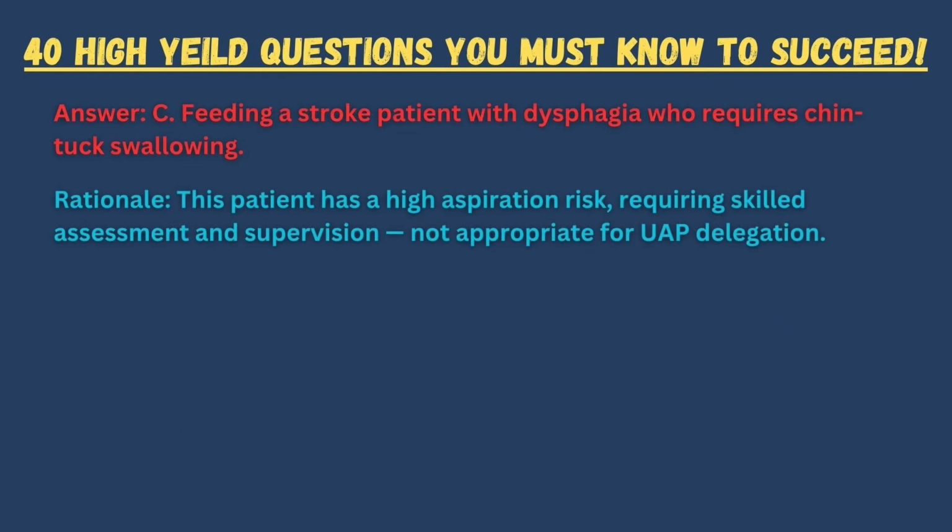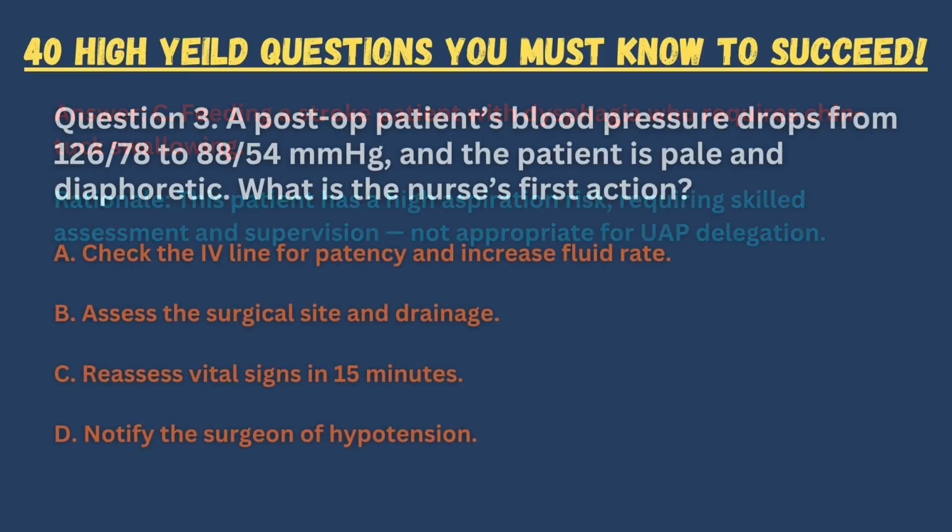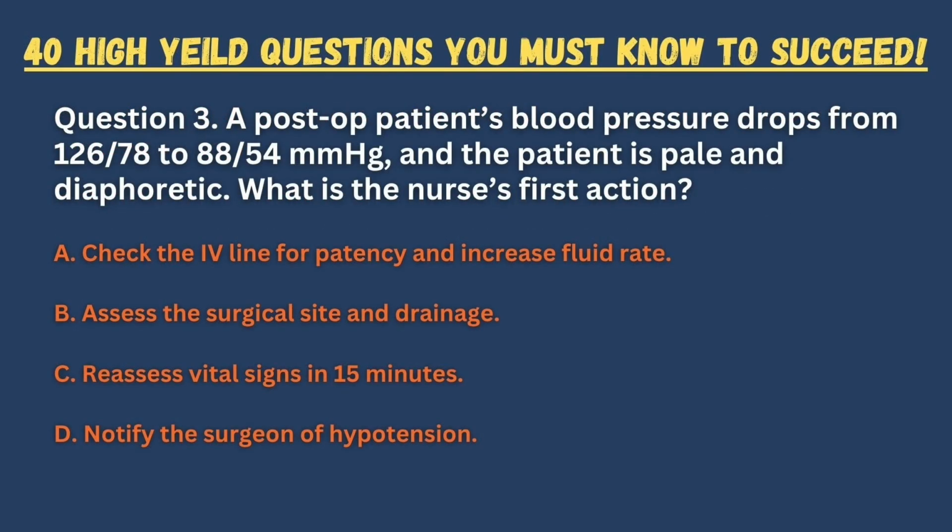Answer: C. Feeding a stroke patient with dysphagia who requires chin-tuck swallowing. Rationale: this patient has a high aspiration risk requiring skilled assessment and supervision, not appropriate for UAP delegation. Question 3. A post-op patient's blood pressure drops from 126/78 to 88/54 millimeters of mercury, and the patient is pale and diaphoretic. What is the nurse's first action?